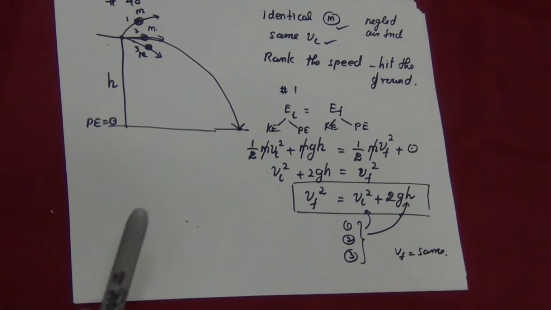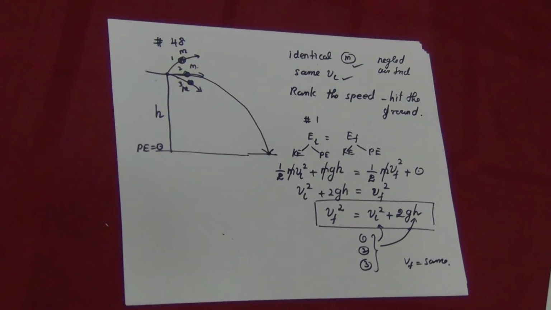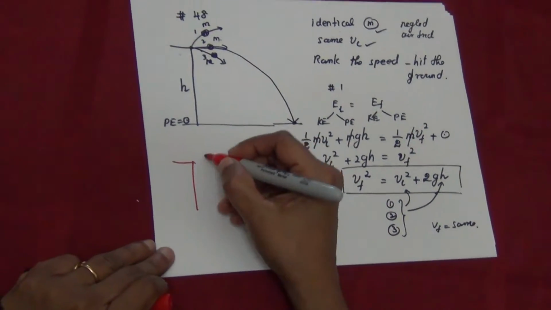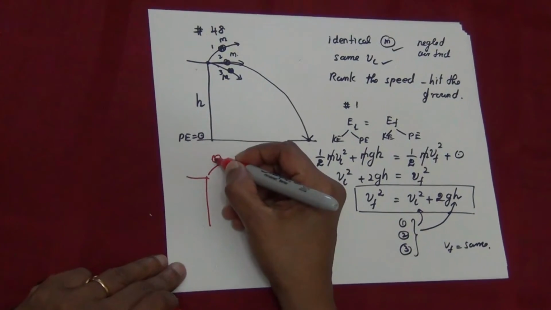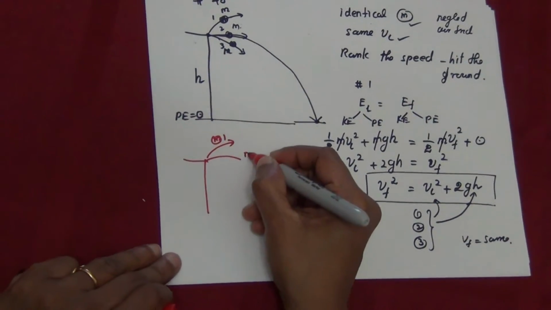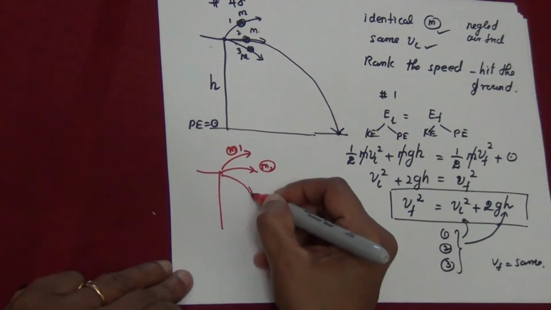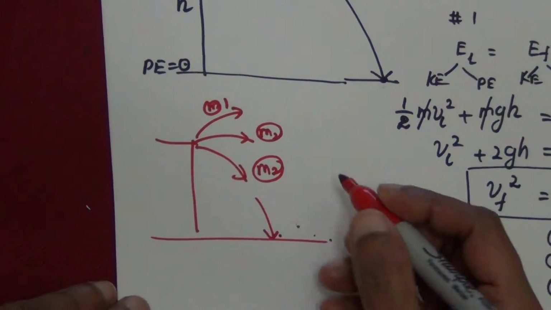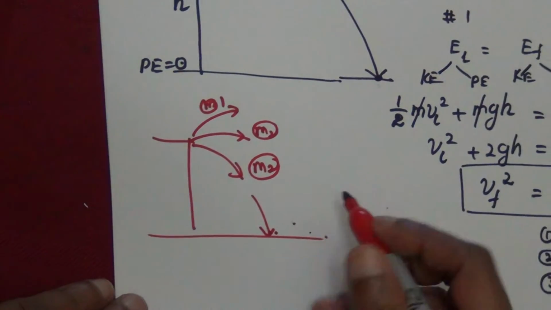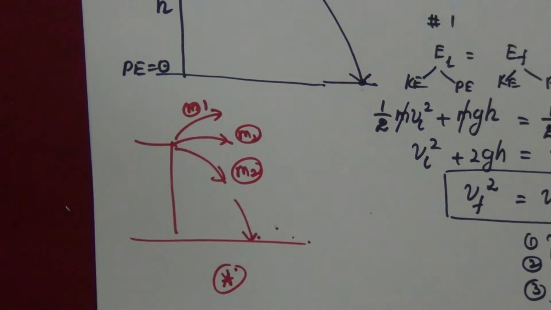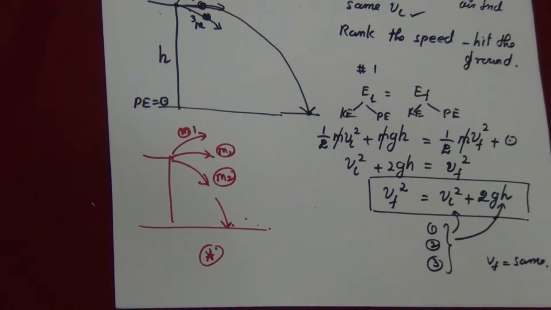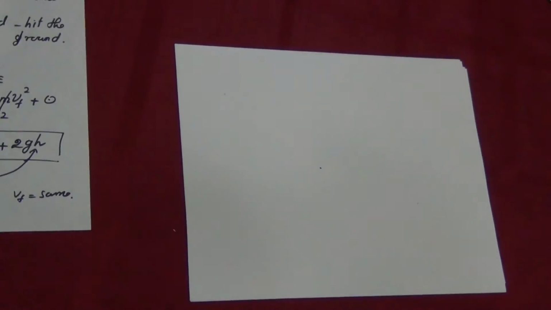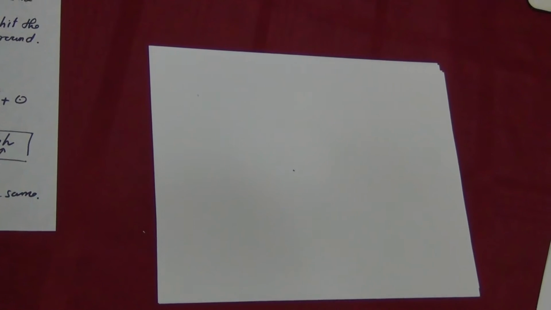I'm going to give you another task. Suppose the same situation, but now different masses, M1, M2, M3. Now think about what would be the hitting velocity of these three. So try this, because these are some usual types of questions in multiple choice.